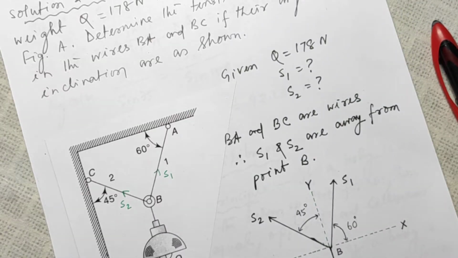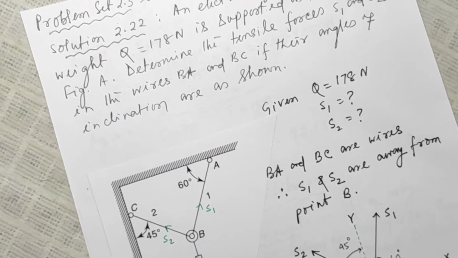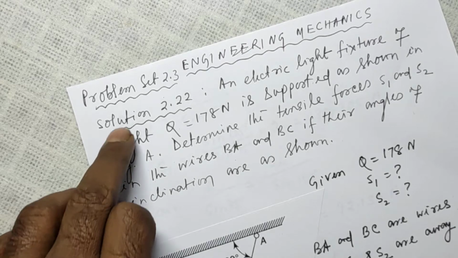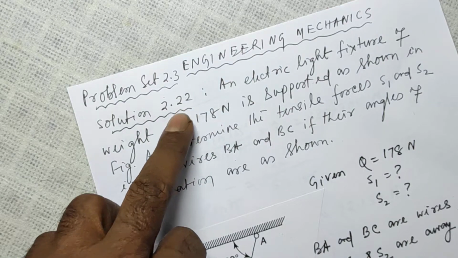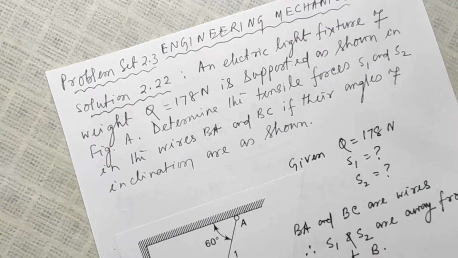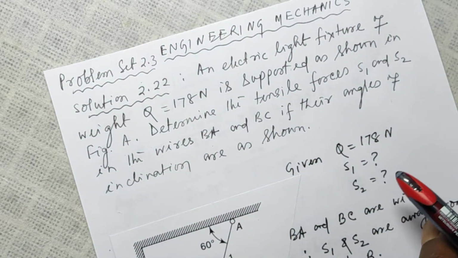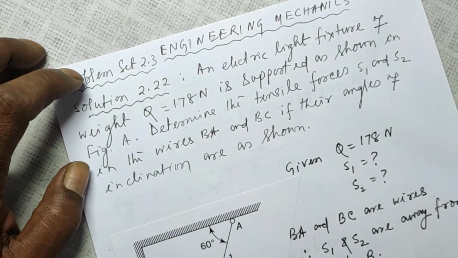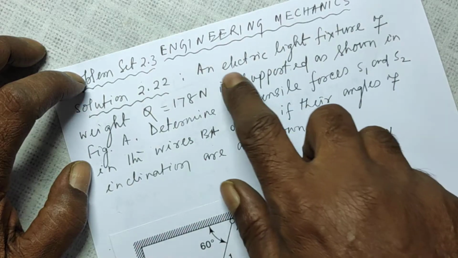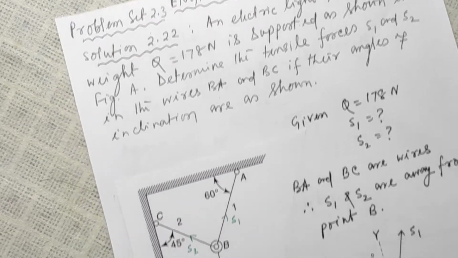Now, let me go back to the statement of the problem. Problem set 2.3, solution 2.22. What we'll be dealing with is equilibrium of concurrent forces, right? The statement of the problem is like this: an electric light fixture, which means to fix an electric light.